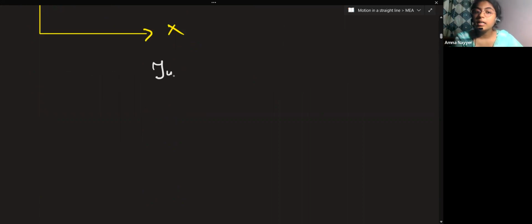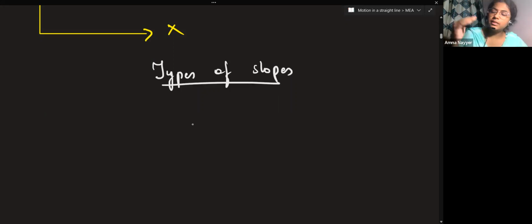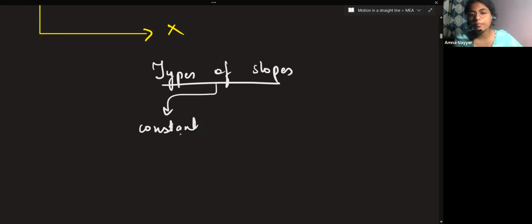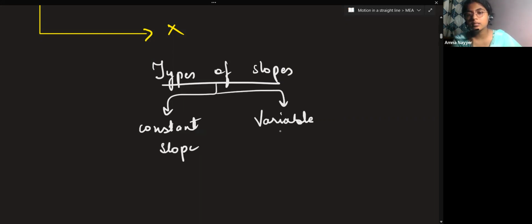One thing, all of these slopes are also of two types. Each negative can be of two types, positive can be two types, zero can be two types, which means either it can be a constant slope or it can be a variable slope. Two types of slopes exist, constant slope and variable slope.